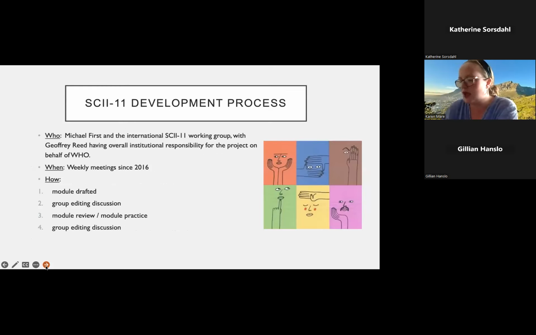So how was this developed? Michael First and an international group got together weekly, and we are still getting together weekly. Someone drafts a module, we comment on it, we edit it, we give it to someone else to review, we edit it again. So it's a long and laborious process.